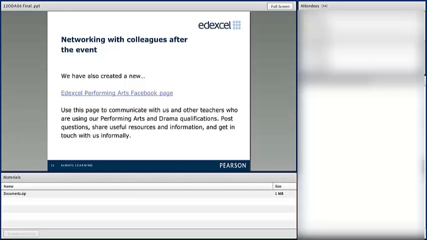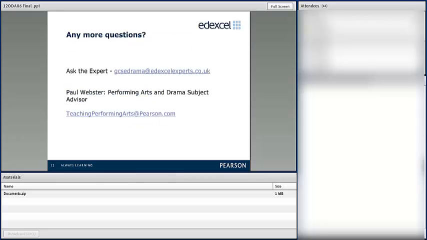Networking with colleagues after the event, we have got a new Performing Arts Facebook page, and that is a great place to talk to teachers who are also looking at Edexcel specifications and so have got the same requirements to meet as you. And it can just mean that when you're feeling a little bit lost and at sea about an issue, you've got an opportunity to speak to critical friends who are in the same position and may have some useful advice and good practice for you.